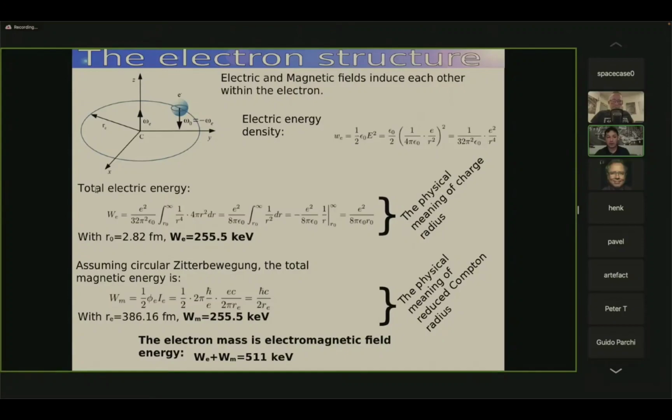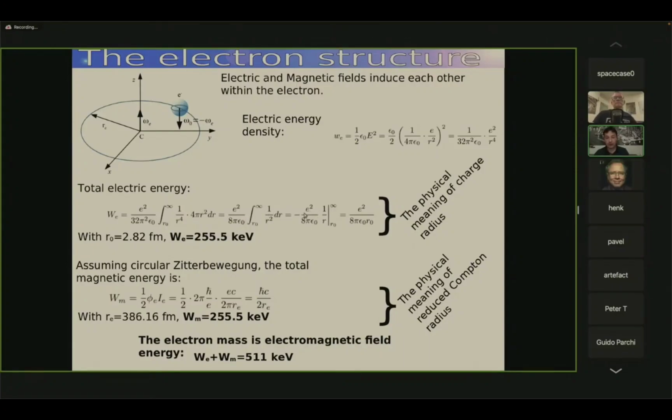And to get the total electric energy, we have to integrate this density from infinity all the way down to the radius of this sphere. So here is this integral, radial integral of the electric energy density. So this is quite straightforward math. I think people can verify this as a homework that this calculation is correct.